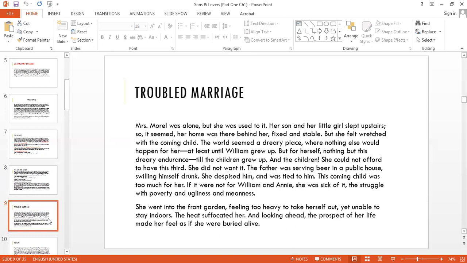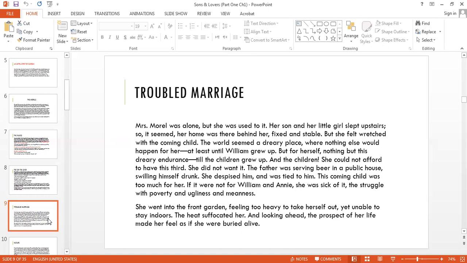The father was what? Serving beer in public house, and he's swelling himself drunk. She despised him. She was tired of him. And this coming child was too much for her. She's saying here that she is sick of it, sick of her life with him. And if it was not for William and Annie, she would not put up with poverty and ugliness and meanness that she's suffering from.